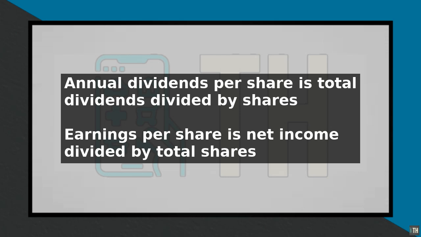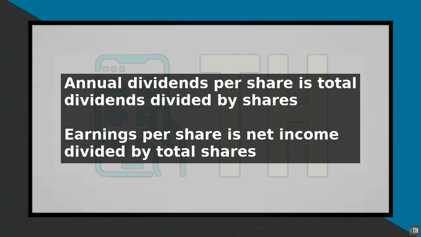For example, if a company pays an annual dividend of $2 per share and has an earnings per share of $5, the dividend payout ratio would be 2 divided by 5, or 0.4, which can also be expressed as 40%. This means that the company is paying out 40% of its earnings to shareholders in the form of dividends.